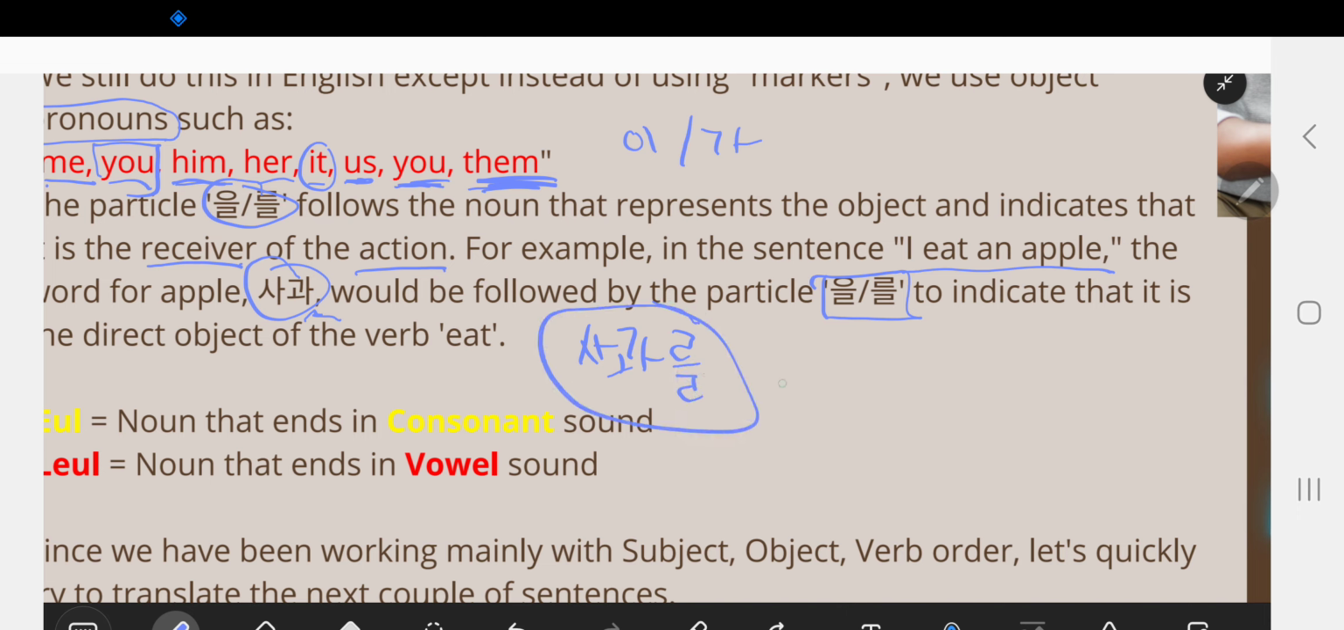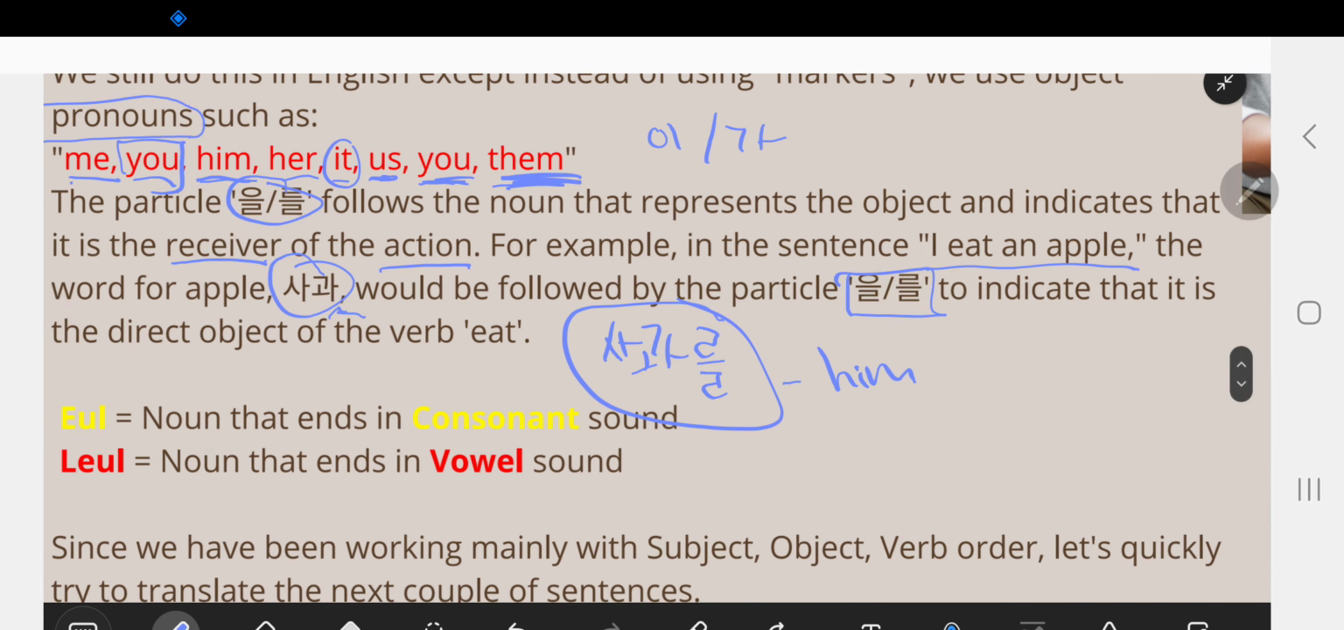So now, if I were to translate this as a simple example, we don't have an object form of apple in English, but what I can kind of do is like this. "Him." That is the object form of a person, but I want you to know that even inanimate objects in Korean also have object forms, as long as you attach this. Okay?